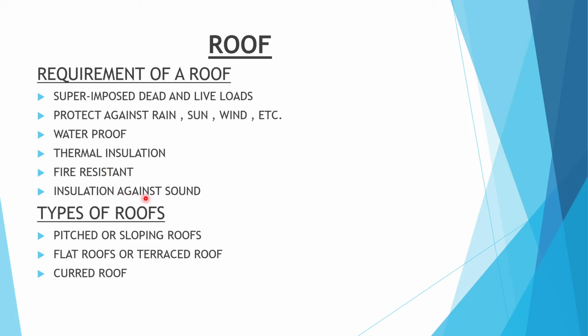Next, types of roof. There are three types of roofs. First one is pitched roof or sloping roofs. Second one, flat roofs or terraced roofs. Third one, curved roofs.